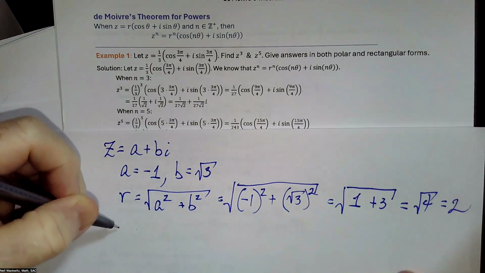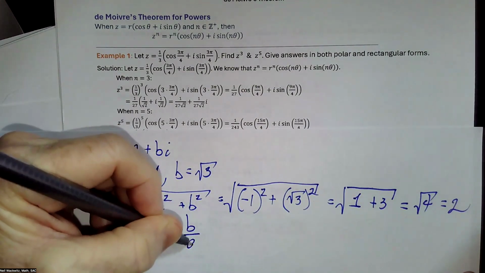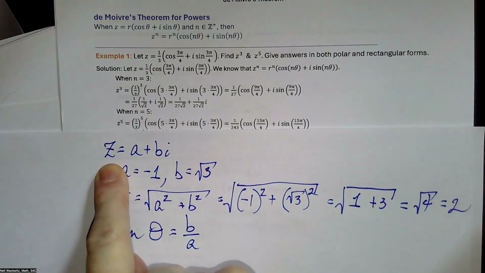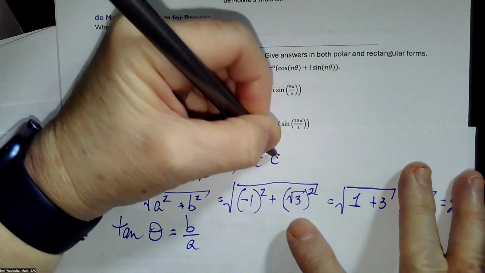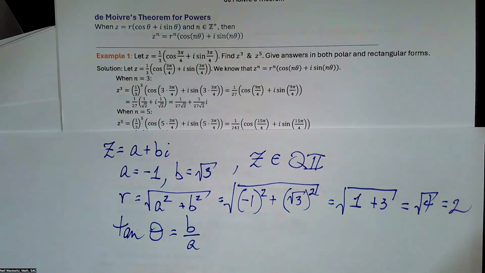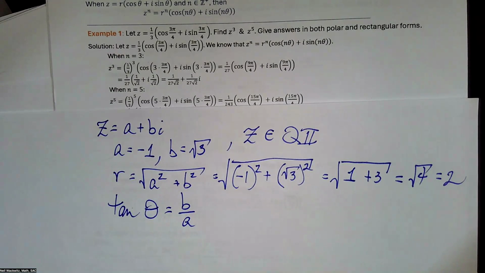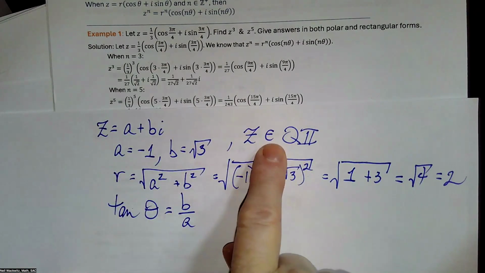Also, we know that the tangent of theta is going to be b over a. Let's take notice that z is -1, square root of 3, so z is in quadrant 2. When we take the inverse tangent, we're going to have a negative number, but that inverse tangent will always be given in quadrant 4, because the inverse tangent is defined in quadrants 1 and 4. And then we have to move that angle into quadrant 2.